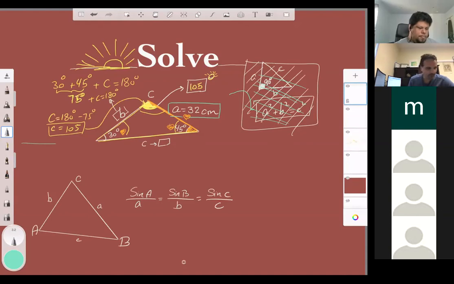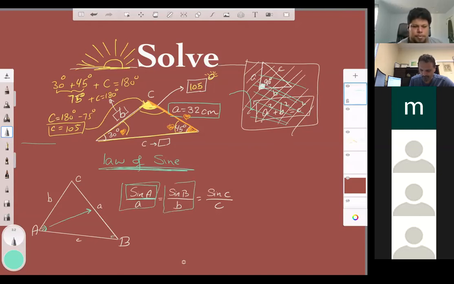So, law of sines. The law of sines tells us that sine of A, the sine of this angle, divided by the side in front of it, so sine A over a, is equal to sine B over b, sine of this angle divided by that side, equal to sine of this angle divided by this side.